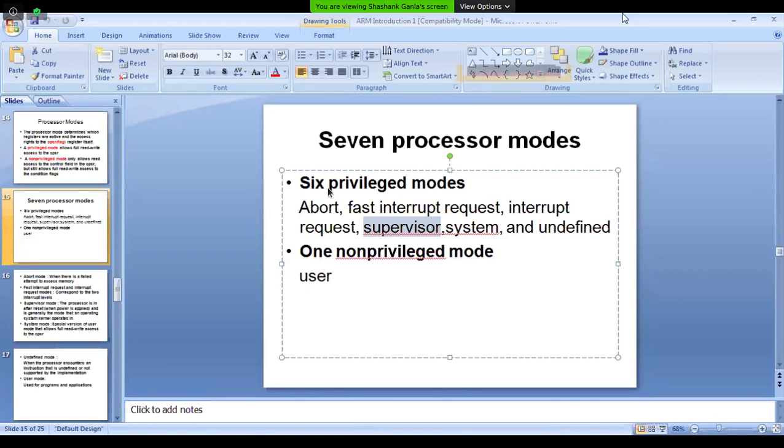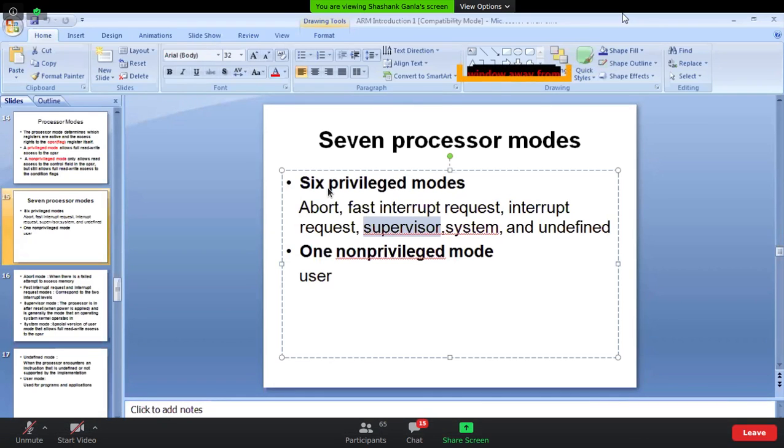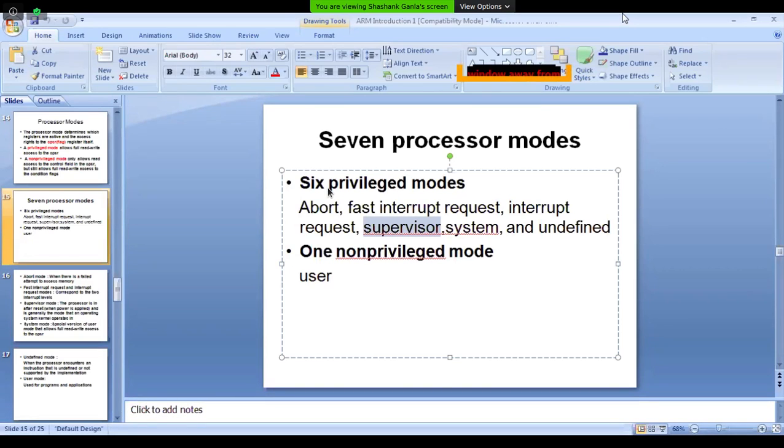Is it understood, please? Everybody? So I've tried to explain supervisor mode and system mode in a slightly different way using your cell phone.